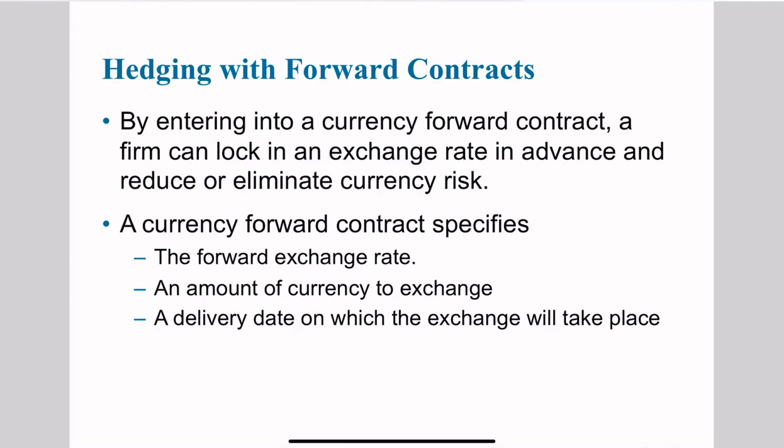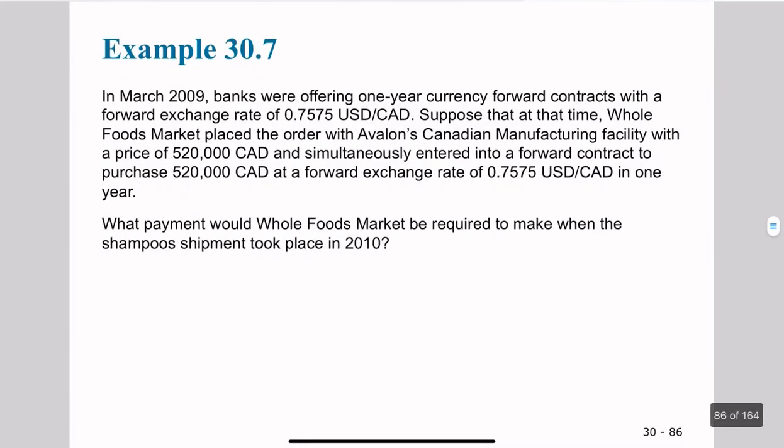Just like a futures contract, a currency forward contract has three components. The first is the forward exchange rate, and the second is the amount of currency to exchange, and the third component is the delivery date. Okay, now let's look at this example and see how the currency forward contract works. So in March 2009, banks were offering 1-year currency forward contracts with a forward exchange rate of 0.7575 USD per CAD. Suppose that at that time, Whole Foods Market placed this order with this Canadian firm with the price of 520,000 Canadian dollars.